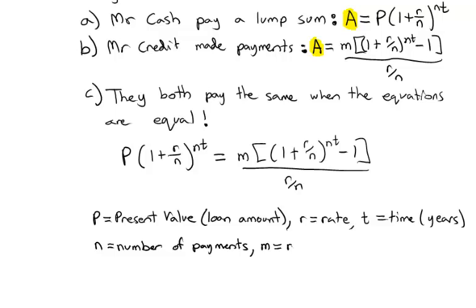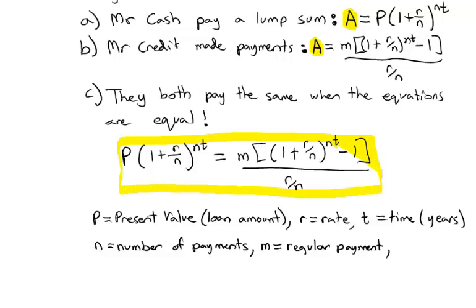M is the regular payment. Again, usually it's a monthly payment. And is that all the variables? Got R already, N already, T already. Yep, that's all of them. So this is our loan formula, basically setting the lump sum and the annuity equal to each other. Color in all the holes, right? Make it a pretty yellow formula.